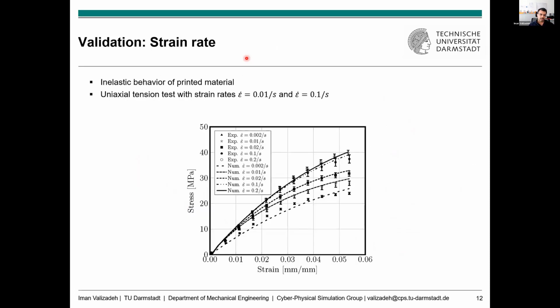In the final validation, we want to validate the inelastic behavior of the material. We compare here the stress-strain curves from the experiment and from the constitutive model for new strain rates, and we see that the constitutive model can approximate the experimental stress-strain curves with a good agreement.